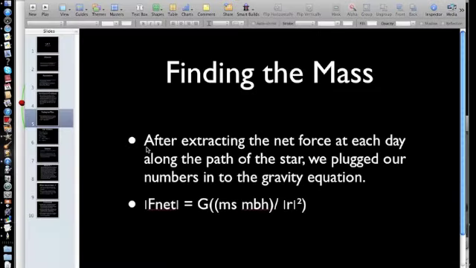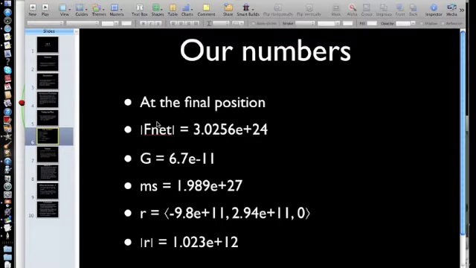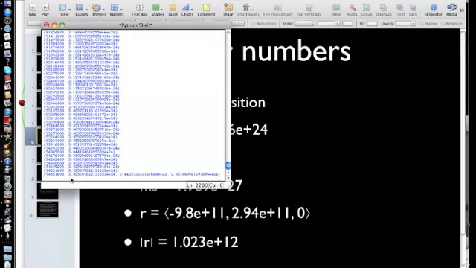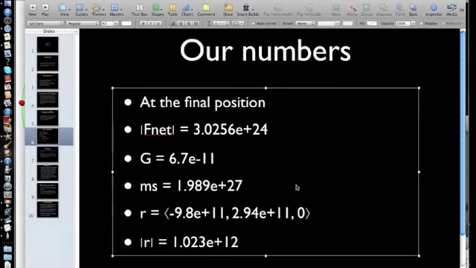After extracting the net force at each day along the path of the star, we plugged our numbers into the gravity equation, which is: F-net equals the gravitational constant times the mass of the star times the mass of the black hole, divided by the distance between the two squared. Our numbers at the final position in our program: the F-net force was equal to 3.0256e24.